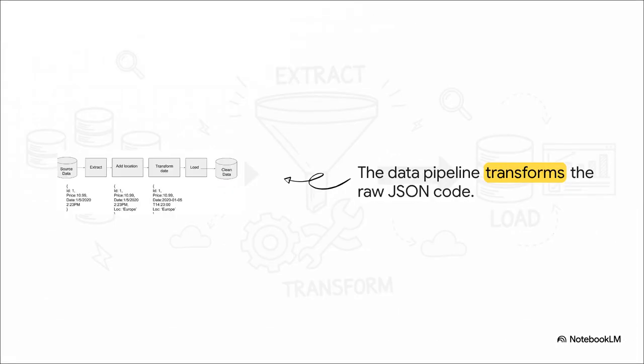If we zoom in on the actual data flowing through these pipes, look at how the raw JSON code evolves. Initially, we just have an ID, a price, and a local date. Pretty basic. But as it moves through the pipeline, it physically gains new tags. A location tag is added for Europe. The date structure changes from a casual local format to a rigid standardized format. This is the exact transformation happening in flight, right before your eyes.